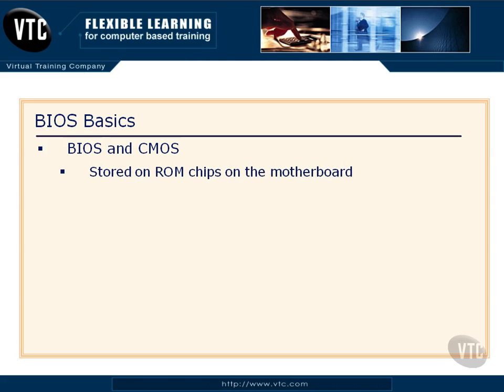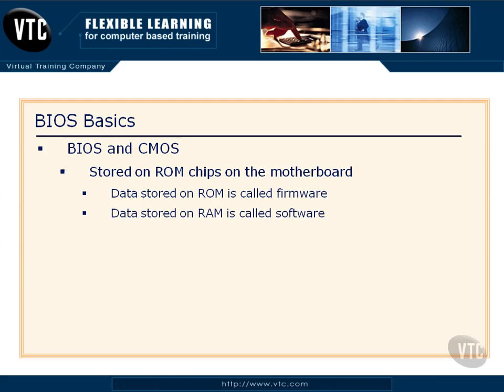Okay, now let's make sure you understand something here. There's a little opportunity here to throw something in that will really help you out on the exam and in the real world. First of all, the BIOS and the CMOS are stored really on read-only memory chips on the motherboard, ROM chips. Now, data that's stored on a read-only memory chip is called firmware. Data that's stored on RAM or random access memory is called software. So if you've ever wondered what the difference between firmware and software is, there you go.